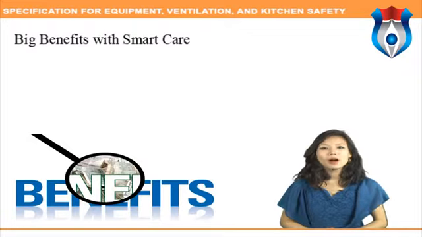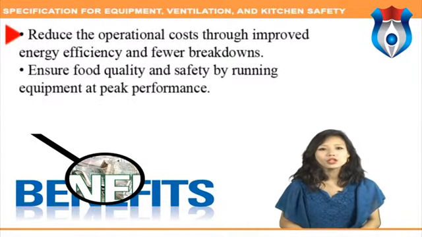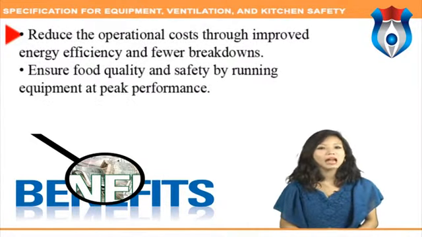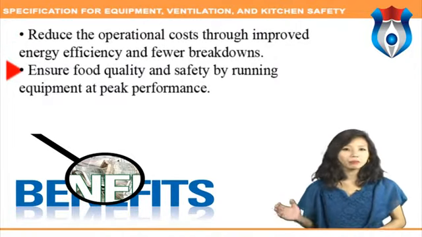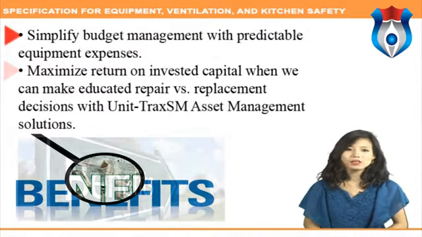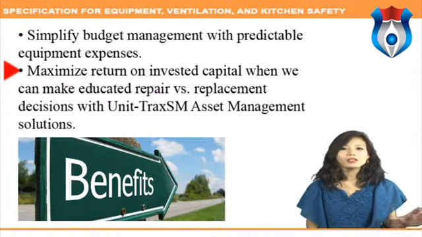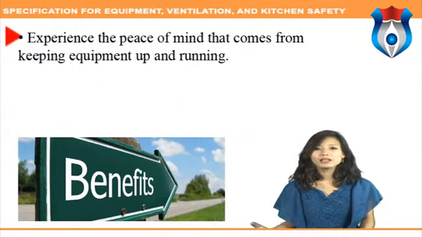Big benefits with Smart Care. Smart Care is a truly proactive and comprehensive approach to kitchen equipment care that helps reduce operational costs, improve energy efficiency and reduce breakdowns. Ensure food quality and safety by running equipment at peak performance. Simplify budget management with predictable equipment expenses. Maximize return on invested capital when we can make educated repair versus replacement decisions with the Unitrax SM Asset Management Solution. Experience the peace of mind that comes from keeping equipment up and running.